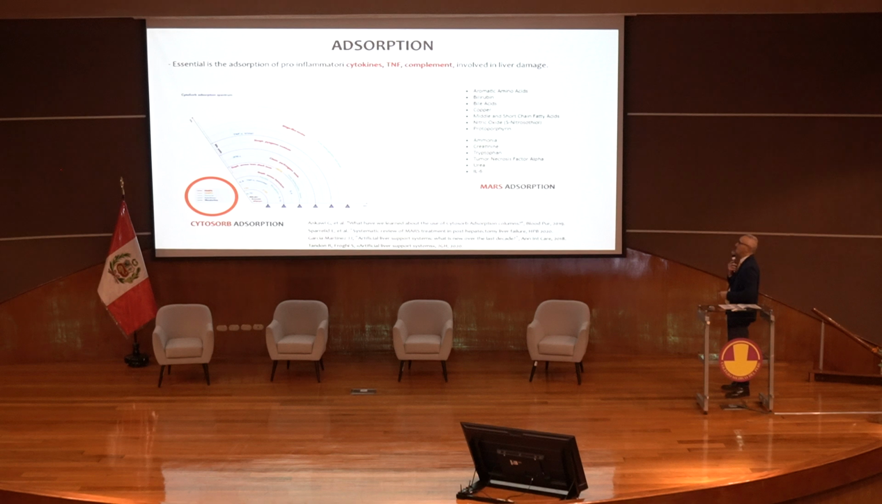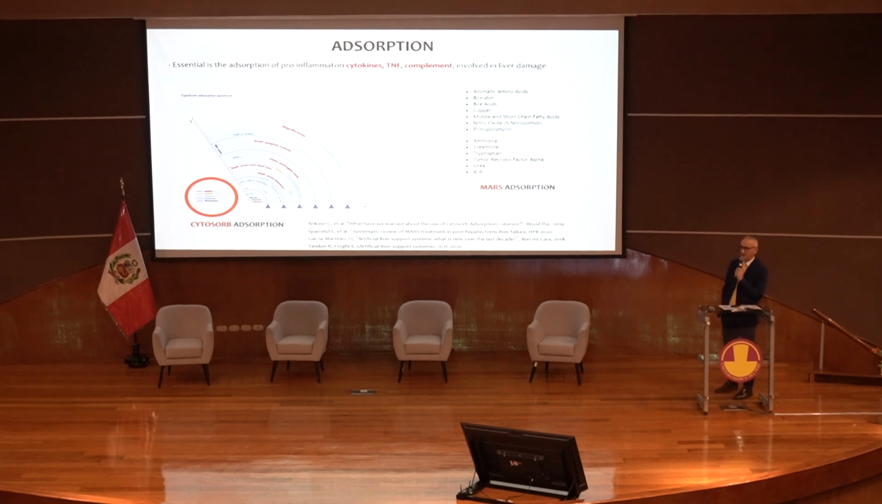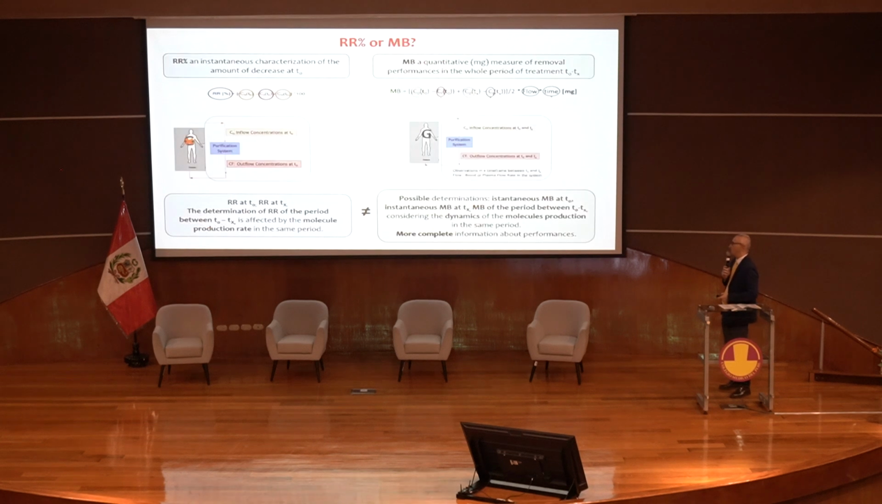And this is the spectrum of absorption. The CytoSorb can absorb hydrophobic molecules up to 60 kilodaltons of molecular weight, of course. So the filter doesn't absorb albumin, that is crucial, of course. It can absorb cytokines, bilirubin, bile acids, or the inflammatory proteins that are in the patient, that are not useful in that situation.